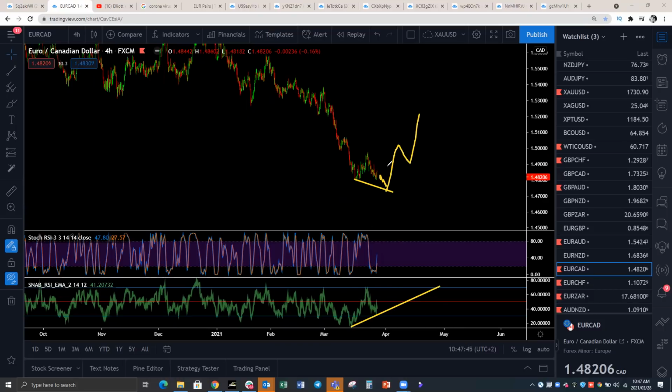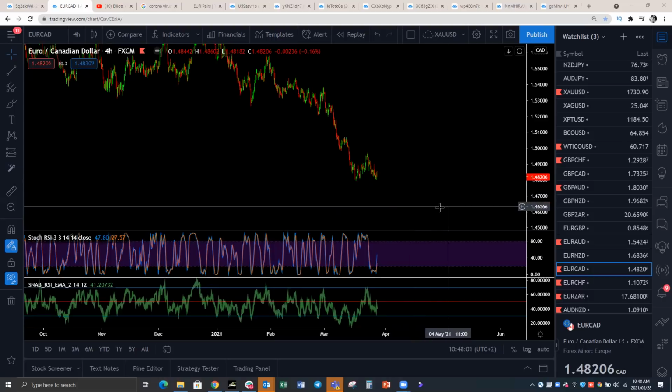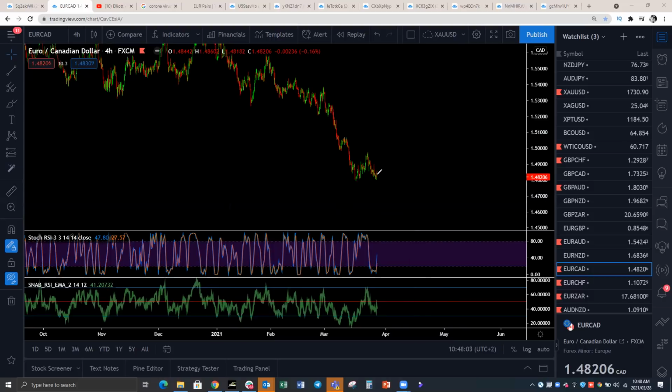Divergence is just showing us that there's going to be a reaction as to which structure is going to come, whether there's going to be an impulse or a correction. The divergence will not tell you that. It won't even tell you where this is going to reverse. It just tells you that a reaction is imminent. That is what we've got on EURCAD. Still continuation to the downside. Be very careful here.